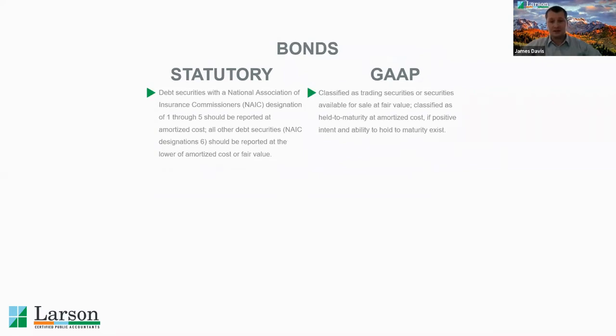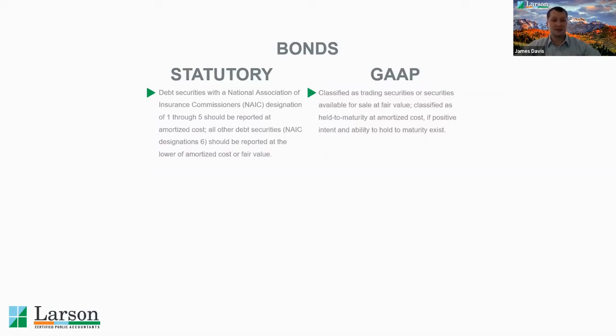For bonds, traditionally under GAAP, they can either be classified as trading, available for sale, or held to maturity. Trading and available for sale are recognized at fair value, while held to maturity are classified at amortized costs.